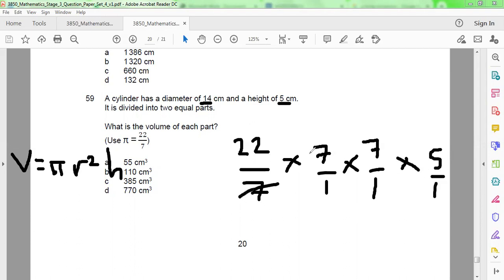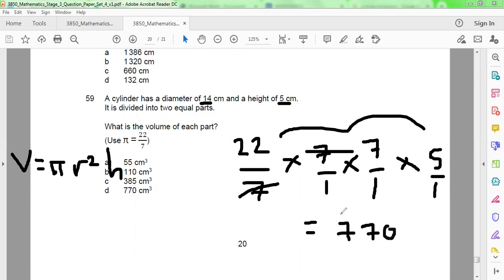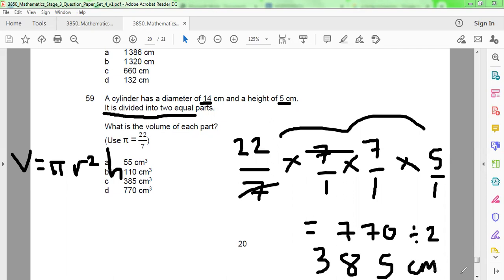All right, as you can see, those will cancel. So we're going to multiply 22 times 7 times 5, and that is 770. But they said that they divide the cylinder into what? 2 equal parts. So we're just going to divide this by 2, and we'll get 385 centimeter cube. All right, so that's our answer.